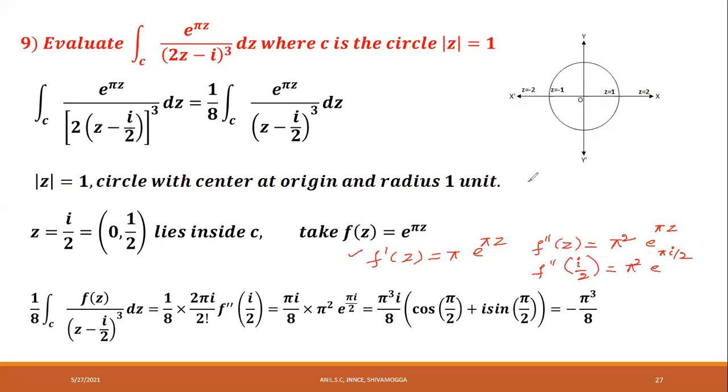This is equal to pi square into, what is the expansion of e power pi i divided by 2? It is cos pi by 2 plus i sin pi by 2, by Euler's formula: e power i theta is cos theta plus i sin theta. And cos pi by 2 is 0, so this is equal to sin pi by 2, and sin pi by 2 is 1. 1 into i is i, into pi square. Substituted and simplified.